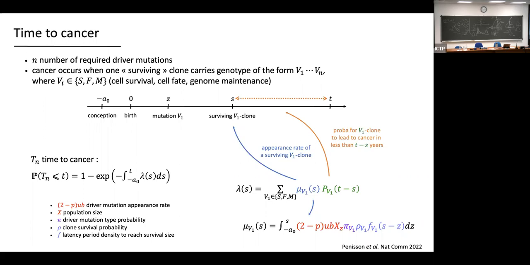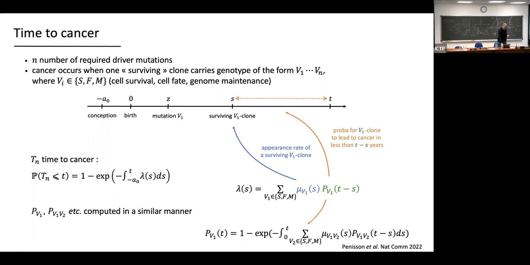Now you integrate from conception basically all the way to S. That tells you what lambda S is. This is just the basic intuition. It's actually a bit more complicated when you really look at the details, but okay. And so when you plug your lambda function into the expression here, you get the probability, your PV1.